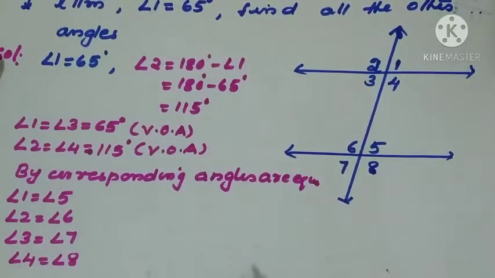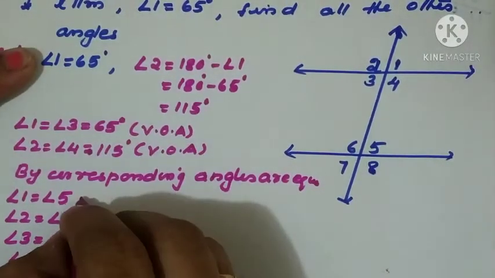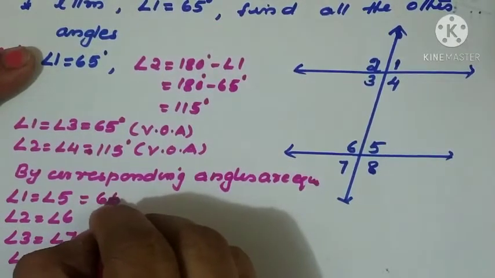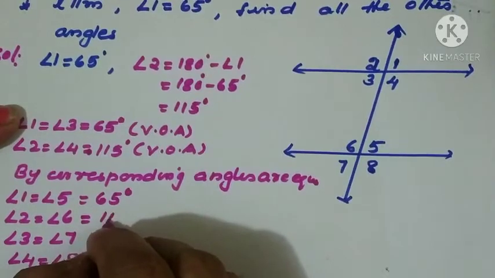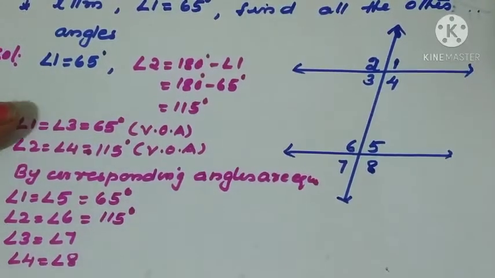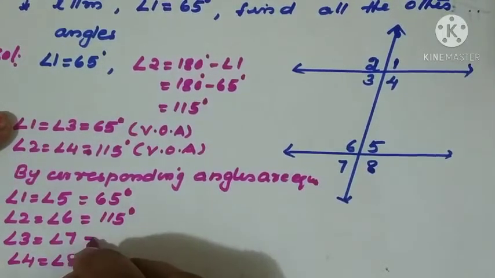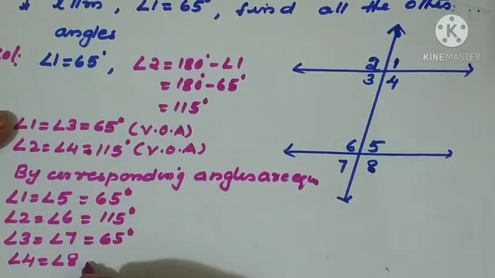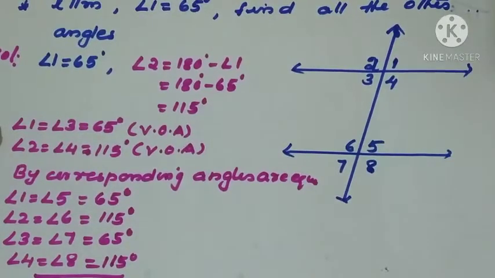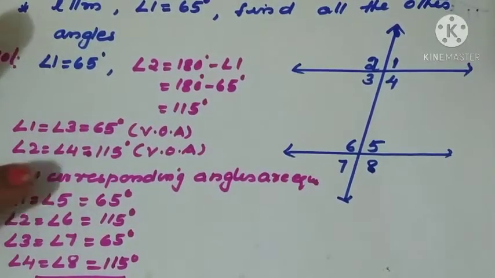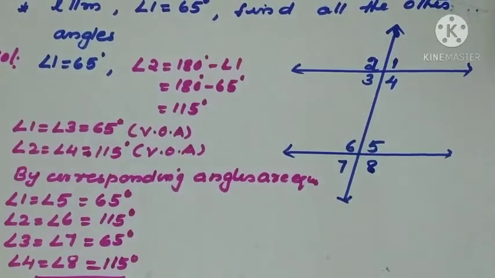Now just to take down the values. What is the value of 1? 1 and 5 are 65 degree. 2 is 115. Therefore 6 also. What is 3? 3 is also 65. 4 115. So we got nicely 1 2 3 4 5 6 7 8. We can conclude the answer like this.